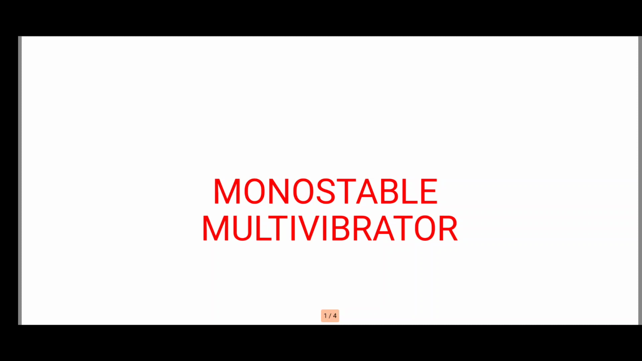In this video, I am going to discuss the concept of collector coupled monostable multivibrator with its output waveform and its applications. First, what is meant by monostable multivibrator? As the name suggests, monostable. In this multivibrator, it has only one stable state, and the other state is called the quasi-stable state or unstable state. So by default, this monostable multivibrator is in the stable state.